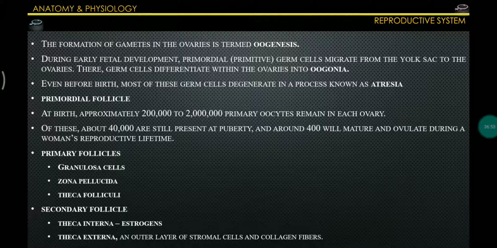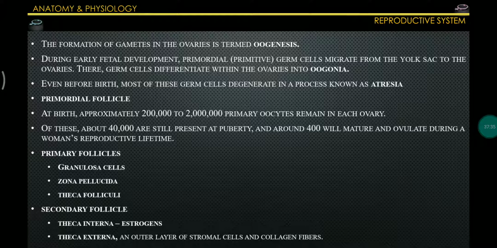Coming to the gametes, the formation of gametes in the ovaries is called oogenesis. As we discussed, in early fetal development itself, there are many oogonia which migrated from the yolk sac, and even before birth, some of the germ cells undergo degeneration by a process called atresia. And there are different types of follicles in a woman's lifetime.